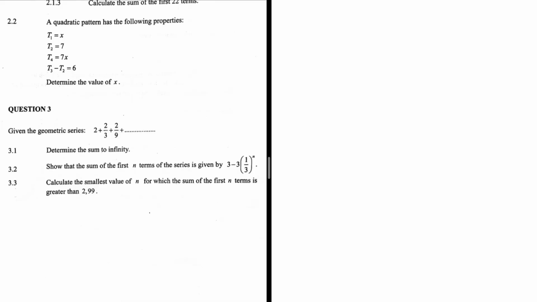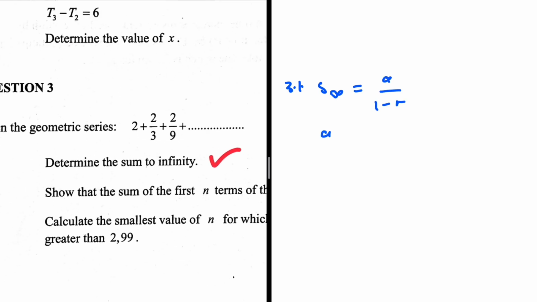Determine the sum to infinity, that is 3.1. So we know fully well that the sum to infinity is given by a divided by 1 minus r, where a is the first term. In our series, a is 2. That is easy to see. So a is 2. But what is r equal to?